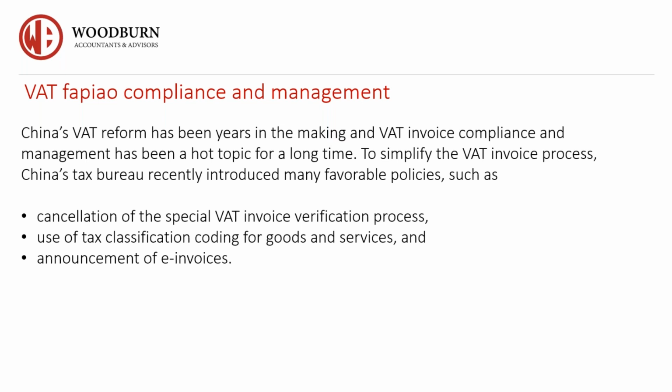Now, in the last year, there have been 2 updates with the whole VAT tax law system. And, you know, I've listed 3 of them here. One of them is the cancellation of the special VAT invoice verification process, but this only applies to the 8 industries, as I had highlighted. There is a use of a tax classification code for goods and services now, which makes things a lot easier to identify in which category you're going to fall into in terms of VAT rates. And there has also been an announcement about e-invoices. I have not gone into detail in this presentation about e-Fapiaos.